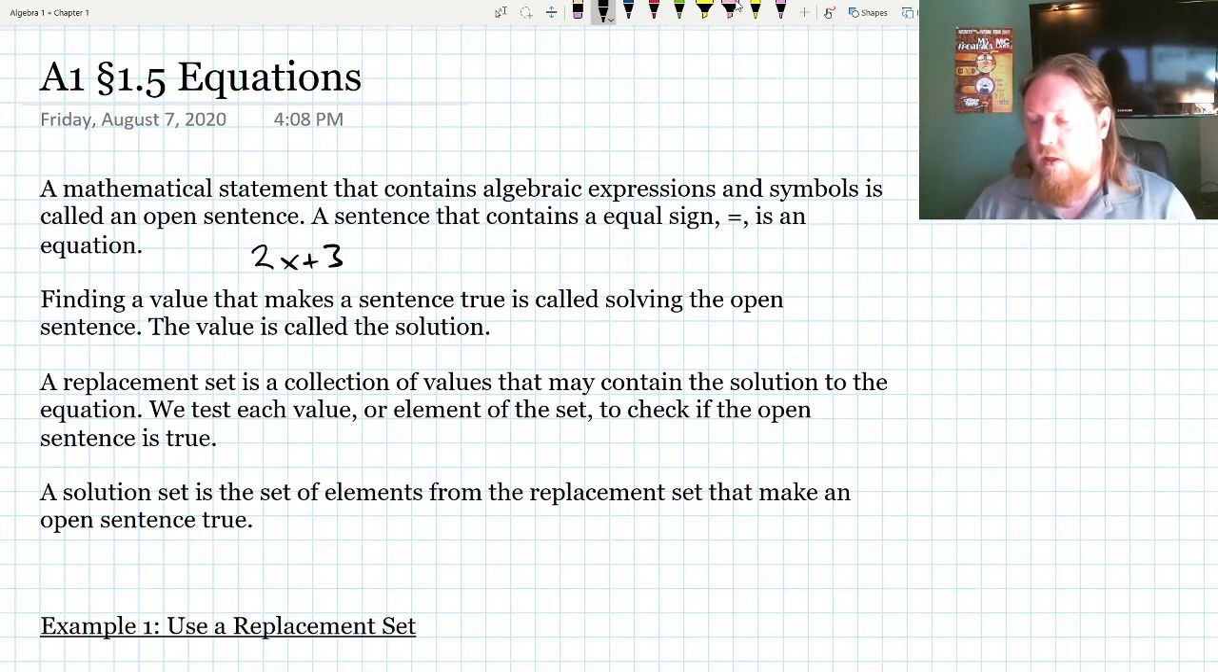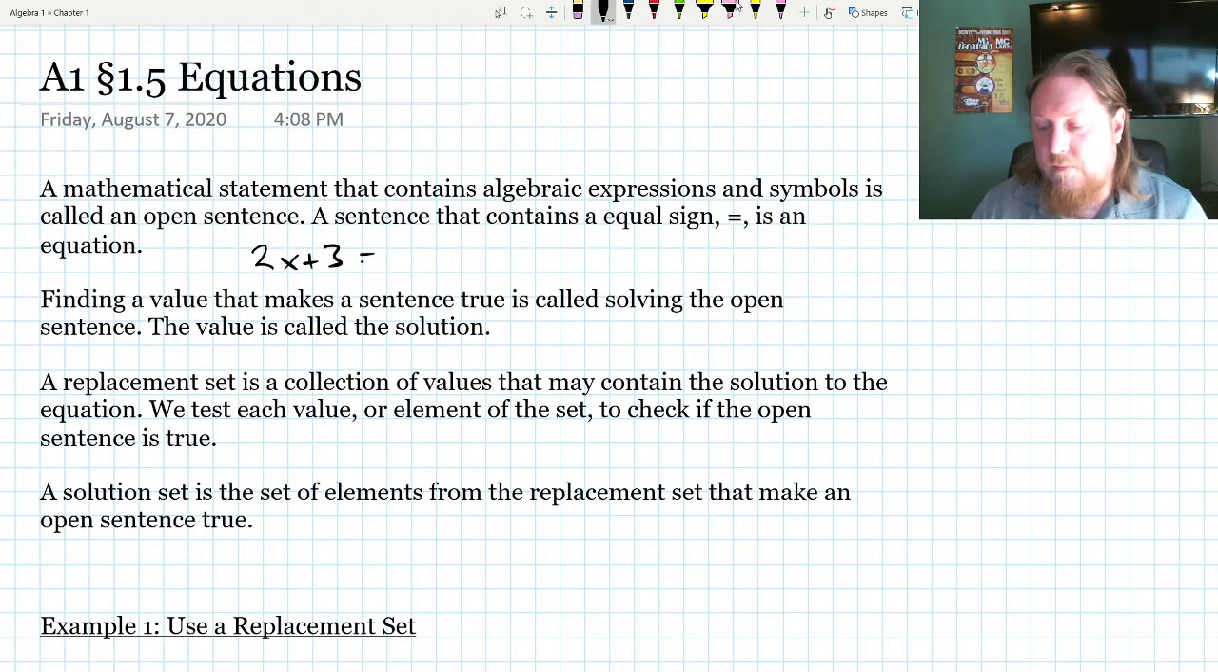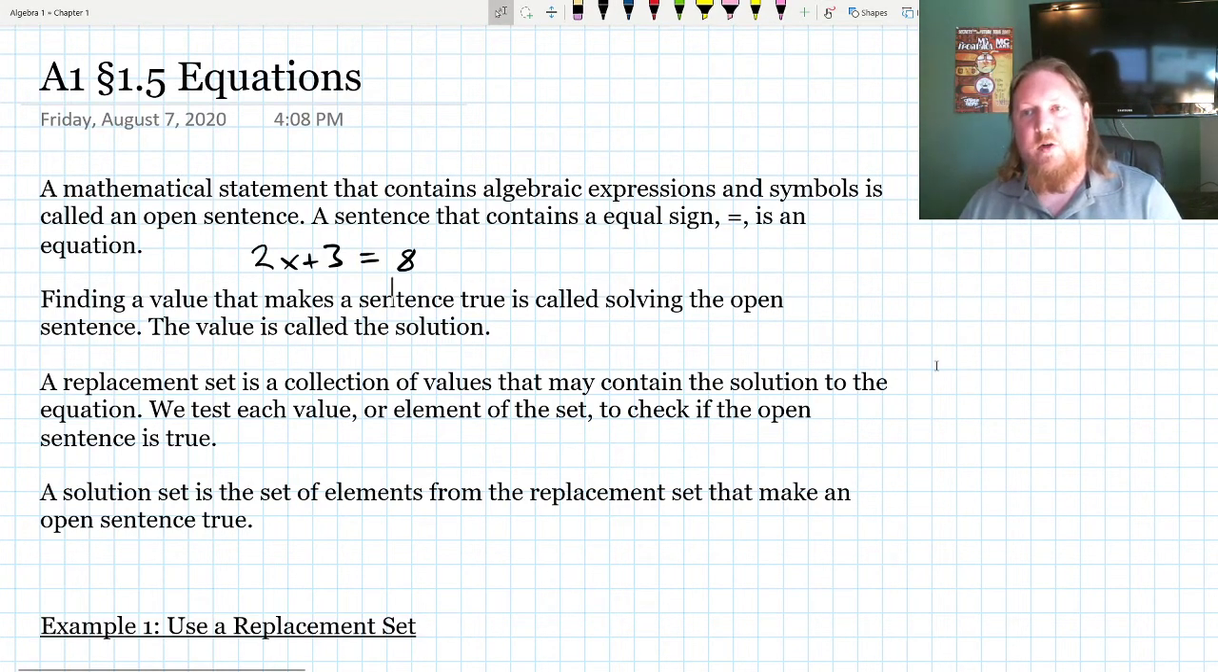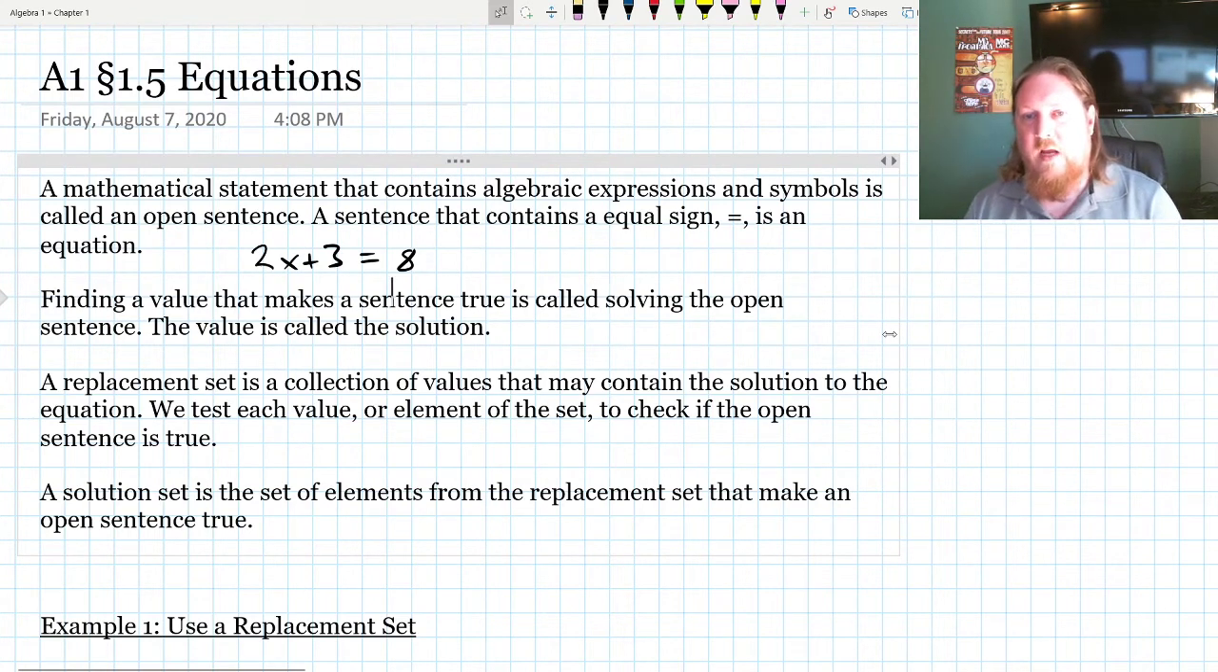So when we throw in an equal sign, like equals 8, it turns it into an equation. And now there's some sort of relationship that we have between the two different expressions.